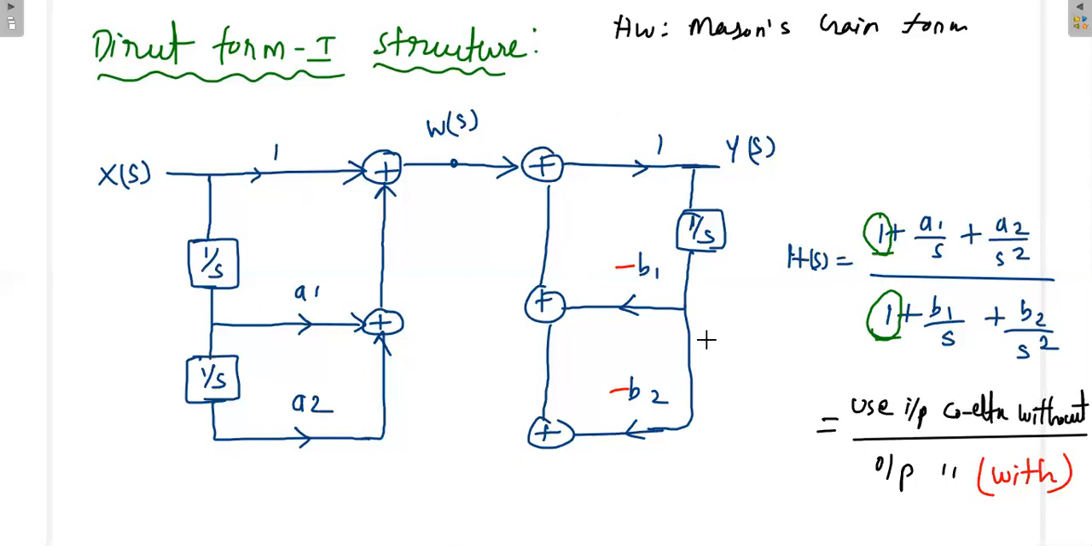Now what we will do, we will try to get one equation at the input side and another equation at the output side, then we will merge both, then we'll try to get this equation.